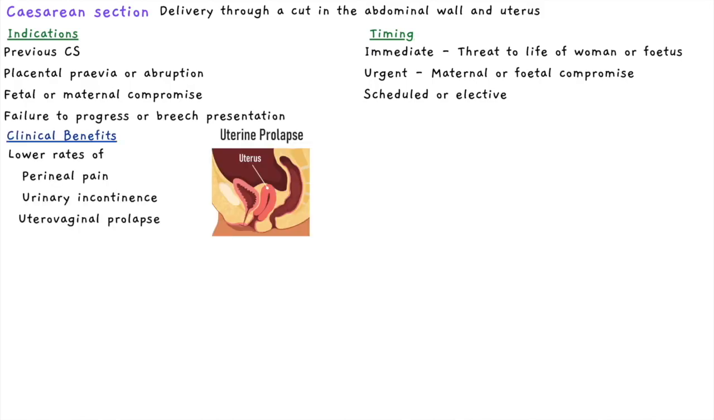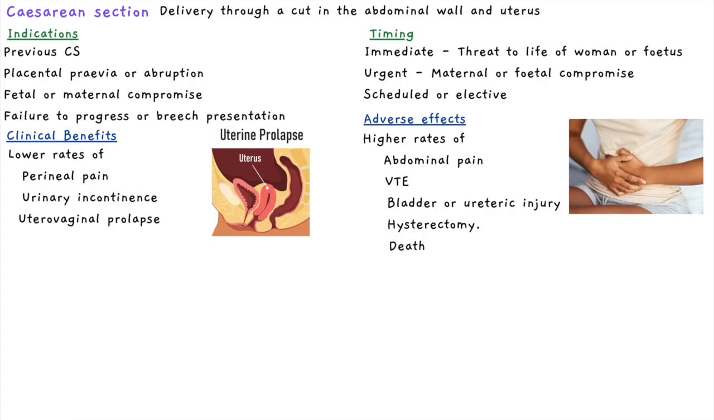There are a variety of benefits to C-sections. It could be due to maternal choice, it's predictable, but medically there are lower rates of perineal pain, urinary incontinence, as you're less likely to have tears or pressure on the areas, as well as reduced chance of uterovaginal prolapse, as shown in this diagram, because your ligaments are under less force as it's not being contracted outwards.